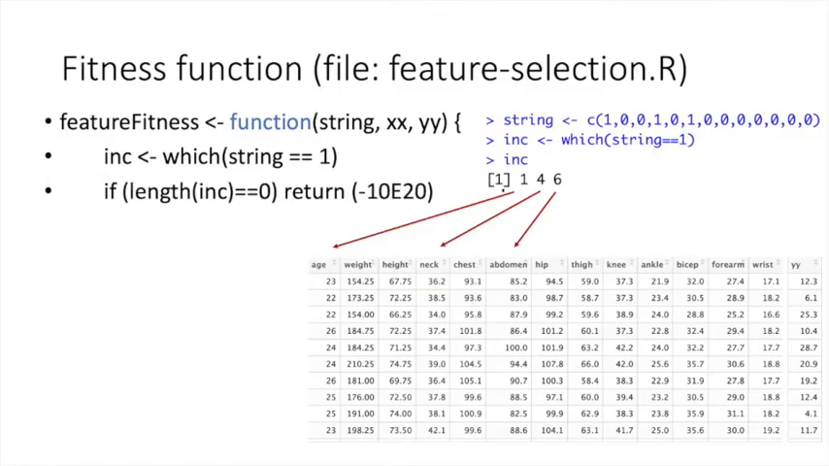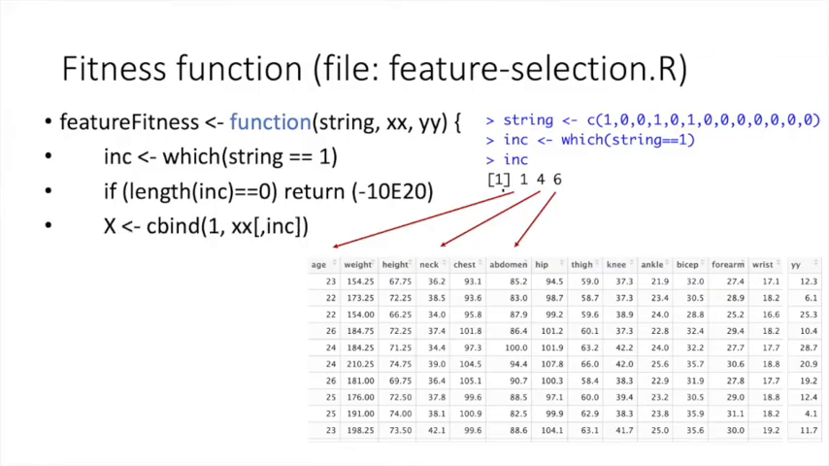Now, if by chance we receive a vector with all zeros, then we cannot build a model because no features have been selected. In this case, we penalize such an individual by returning a really bad fitness value. Since the GA package that we use in this code only maximizes the fitness, that means it thinks a bigger fitness value is better, so we return a really small negative number, a really terrible number, to show that this is a really bad individual.